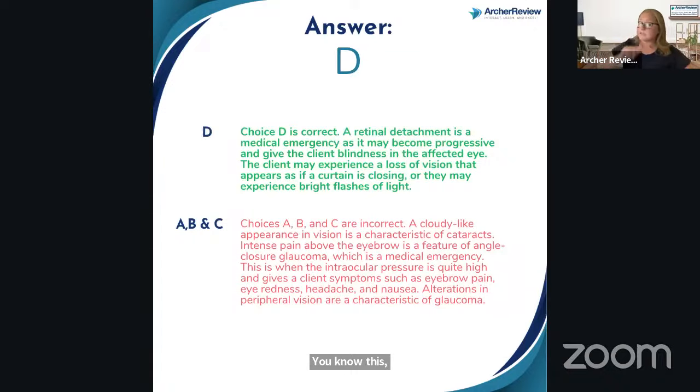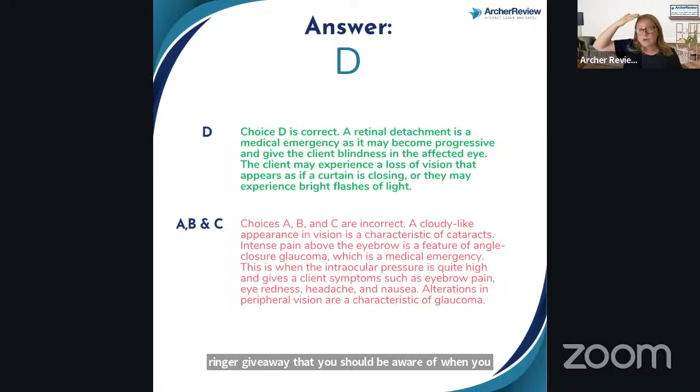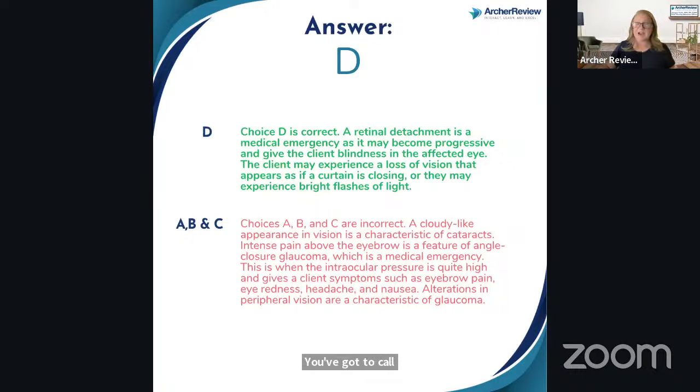Now, I want to raise you one and just say there's one more dead ringer giveaway that you should be aware of when you hear a client say it could mean retinal detachment. And that is a curtain coming down over their eyes. Curtain coming down over the eyes or the bright flashes of light, those should really, really make you concerned. And what's your priority nursing intervention? You've got to call the physician. You've got to get someone in there that can actually help, because no intervention that you do is going to be effective. You can't fix a retinal detachment, monitor, check their vital signs, none of that. So call for help. Get that person in the room who knows more than you, and that will be your correct answer.